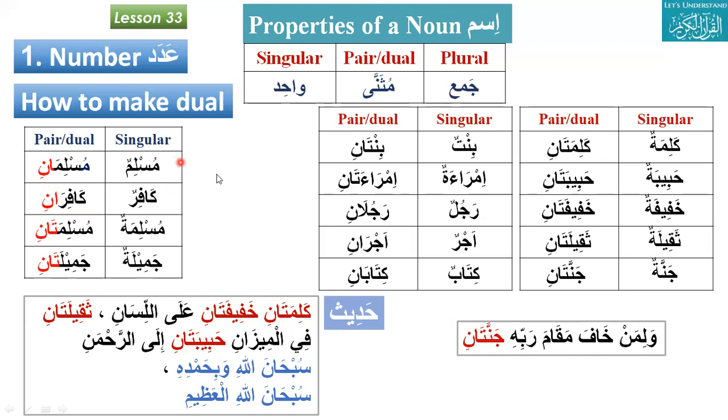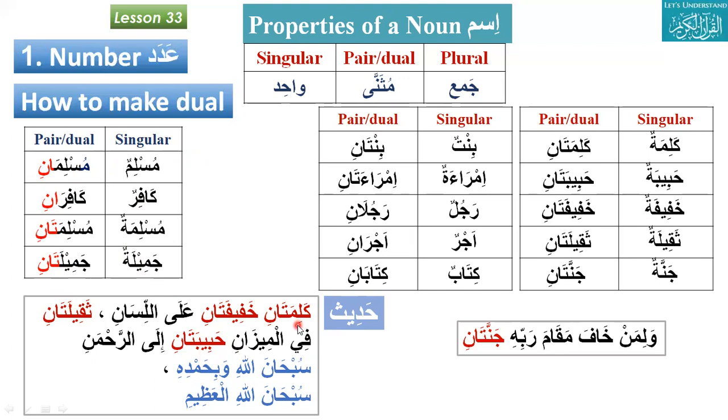So Kalimatani is what, singular or plural? It's dual, and singular is Kalima, one word. Kalimatani, two words. Khafifatani is dual; singular is Khafifa. Thaqilatani is dual, and singular is Thaqila. And Habibatani is again dual.